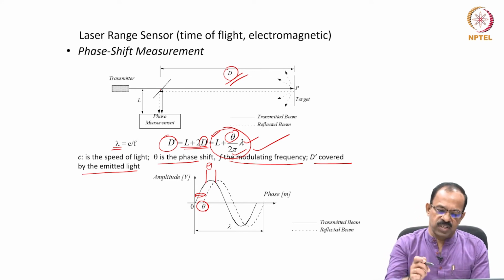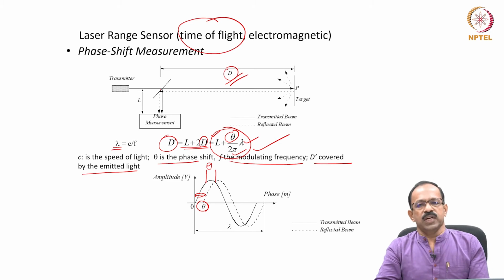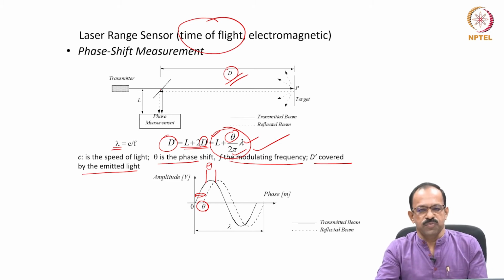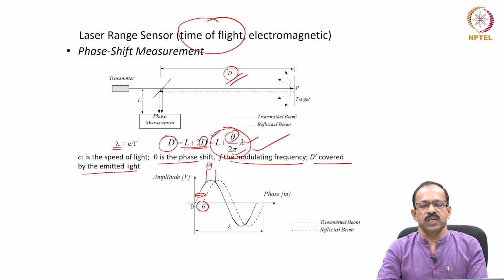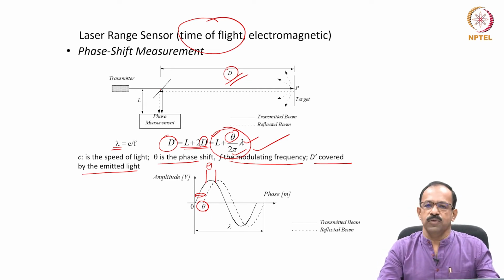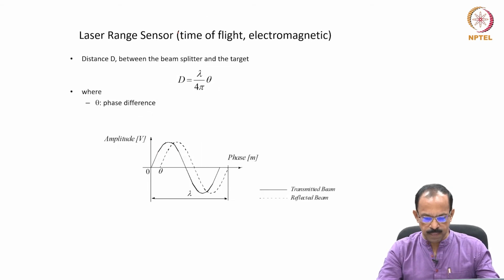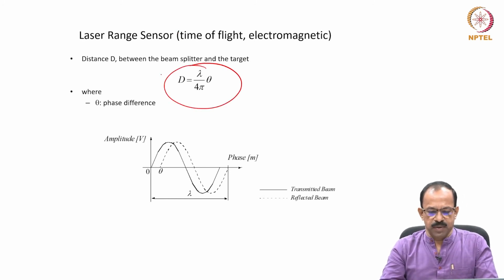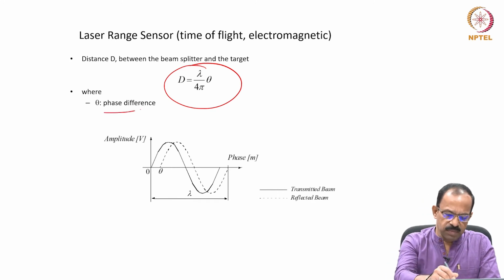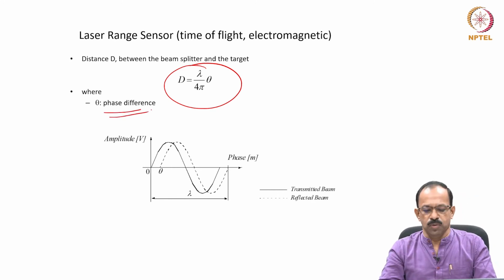We are not measuring the time of flight directly, but we are looking at the phase difference, because it is easier to measure the phase difference than the time, because time is too small to measure. So, we use this indirect measurement of the phase difference. That is the way we use the laser range sensor to get the distance measured. So, d is given as lambda by 4 pi theta. The distance d between the beam splitter and the target is given as lambda by 4 pi theta, where theta is the phase difference between the two signals.